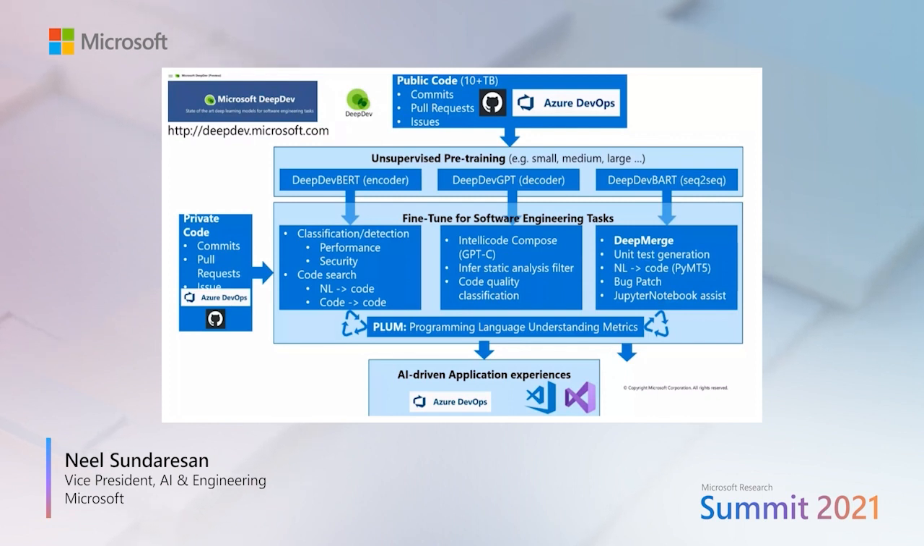Then it also has an encoder-decoder, a sequence-to-sequence model that allows you to do tasks like translation or bug patching or unit test generation, etc. So we wanted to create an architecture that's flexible enough to fine-tune for tasks that are relevant to software engineering and can also add more tasks as well.